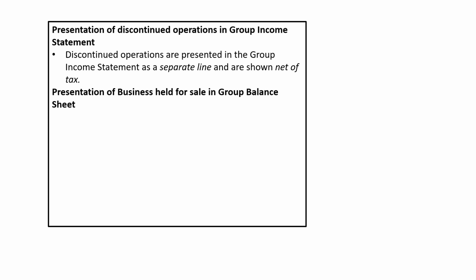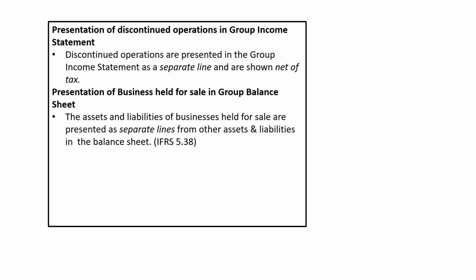Presentation of business held for sale in group balance sheet. The assets and liabilities of the business held for sale are also presented as separate lines from other assets and liabilities in the balance sheet.